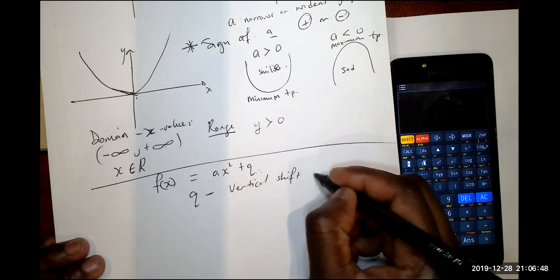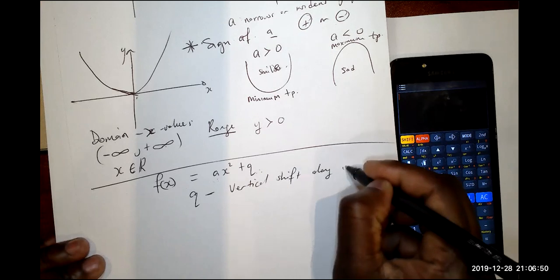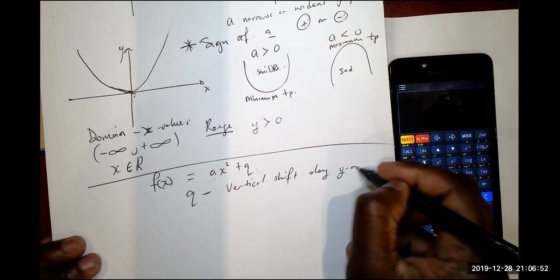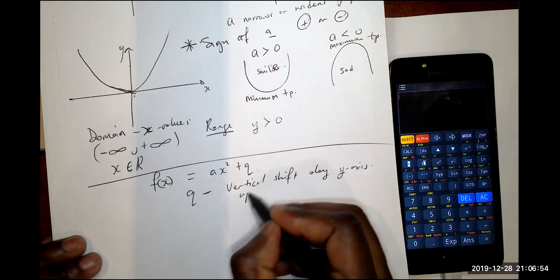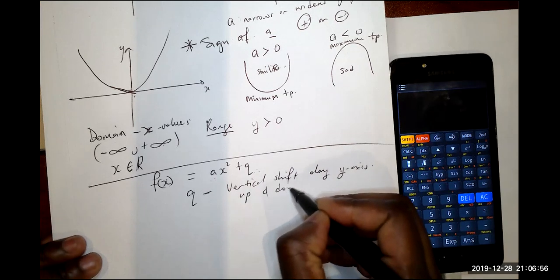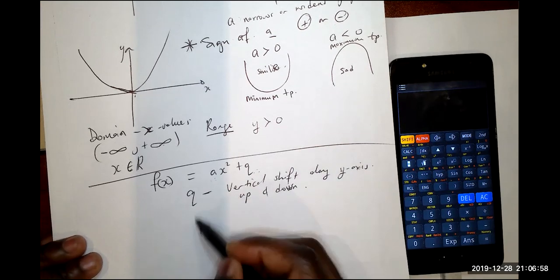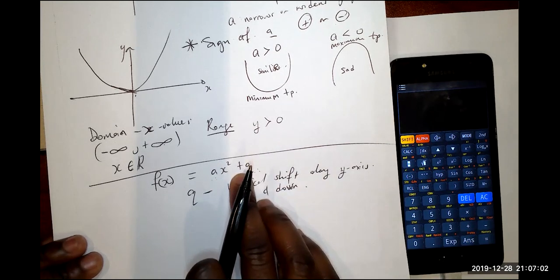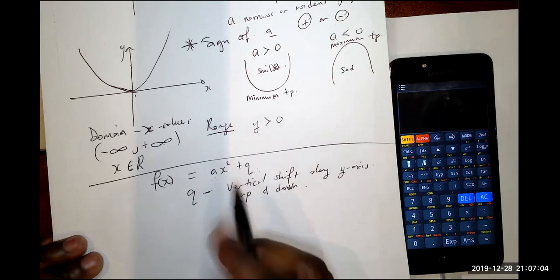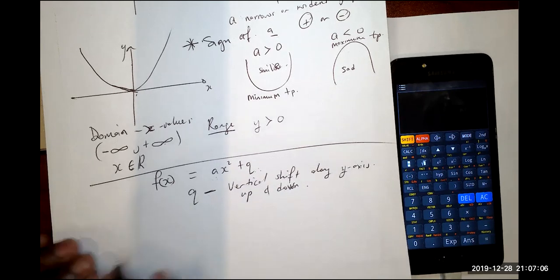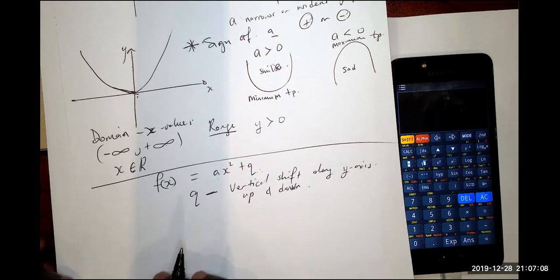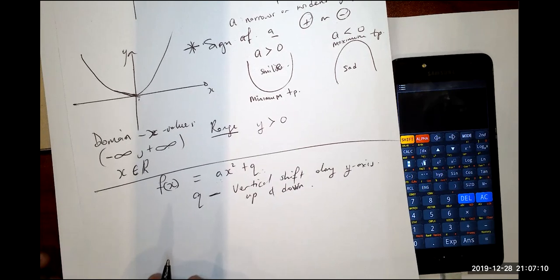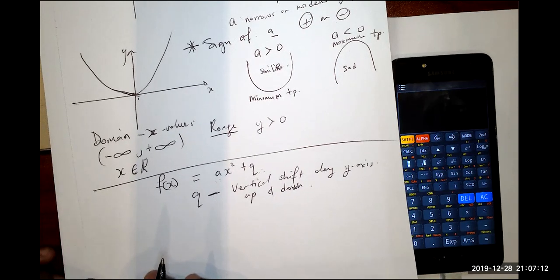Vertical shift along the Y axis. So this is actually up and down, up and down, up and down. That's what it does with what is called the Q. So the Q, you must always remember that the Q has a vertical effect, a vertical shift on your graph. That's what you just need to remember there.